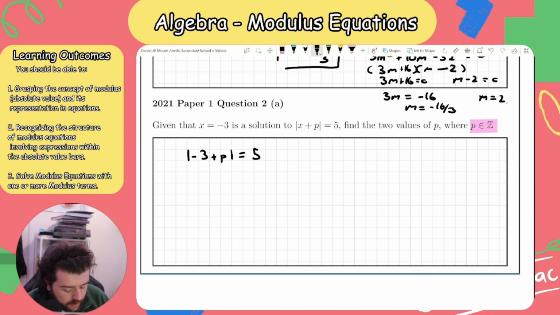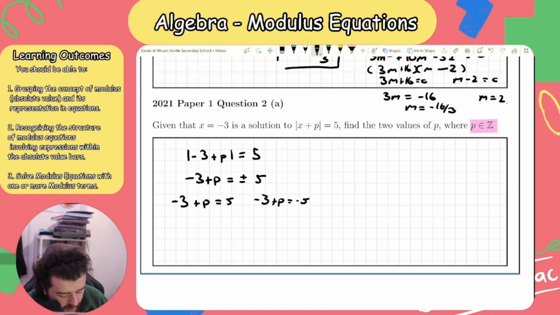And great, now we have a regular modulus equation. So I can say minus 3 plus p is equal to plus or minus 5. Minus 3 plus p is equal to 5. Minus 3 plus p is equal to minus 5. p is going to be equal to 8. p is going to be equal to minus 2. There are my two solutions there.